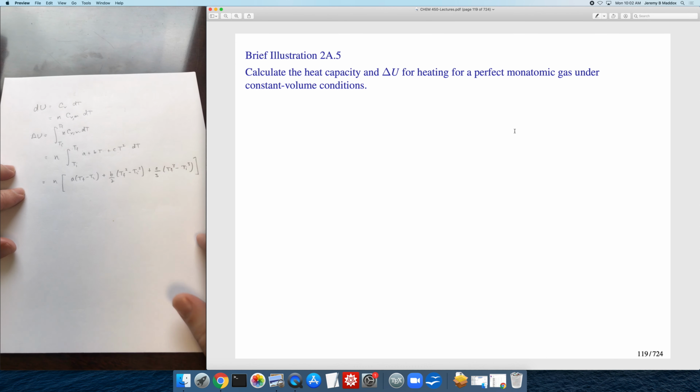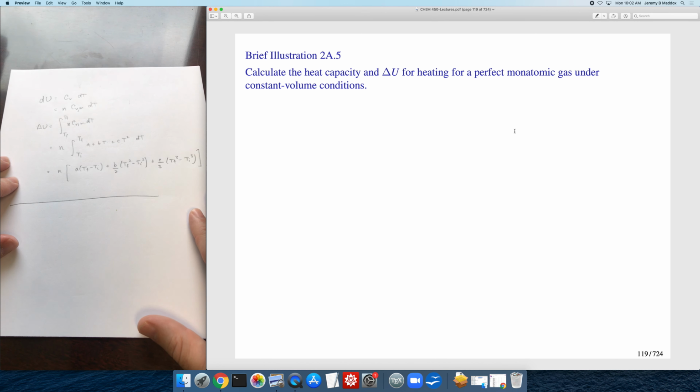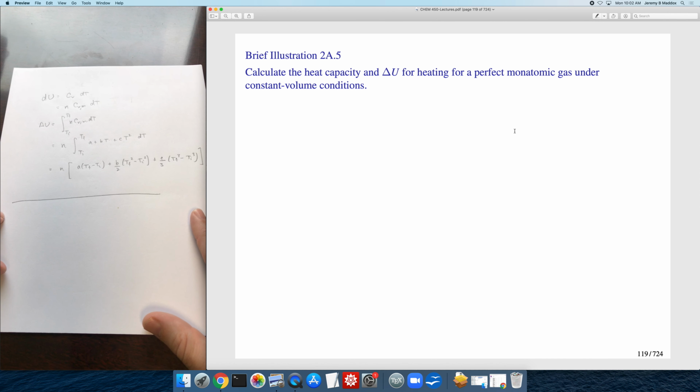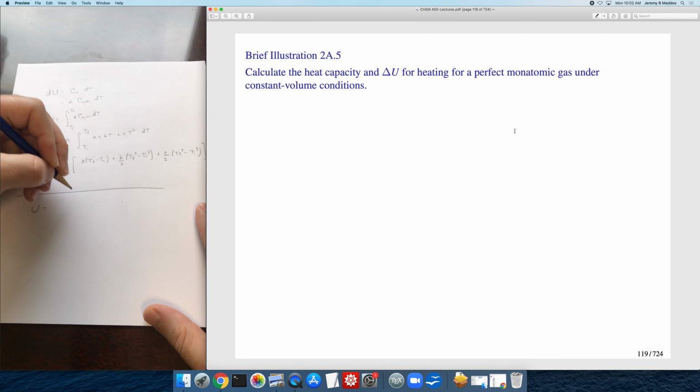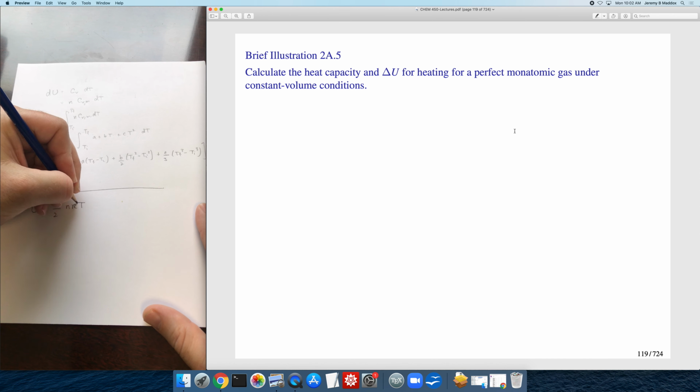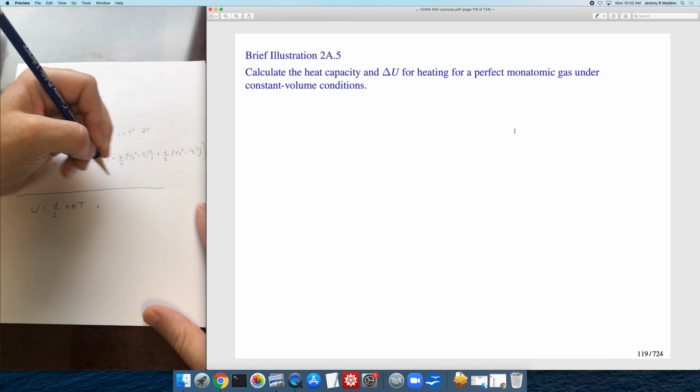Here we're being asked to calculate the heat capacity and delta U for heating a perfect monatomic gas under constant volume conditions. And so here we need to go back to that kinetic molecular theory where we had this relationship. This was a formula that we looked at previously where D refers to the number of kinetic degrees of freedom that we're dealing with, right? We arrived at this using the equipartition theorem. For a monatomic ideal gas, D is equal to 3.